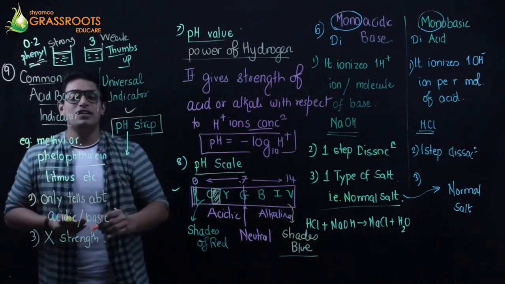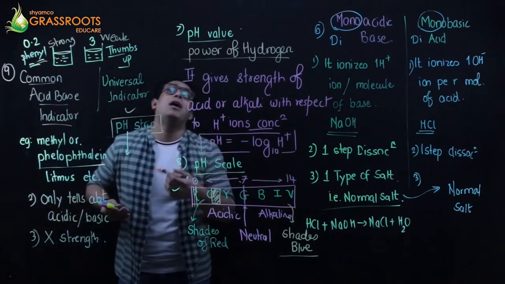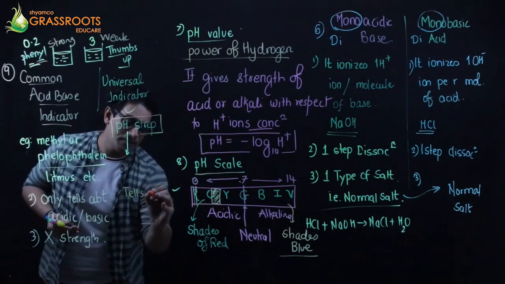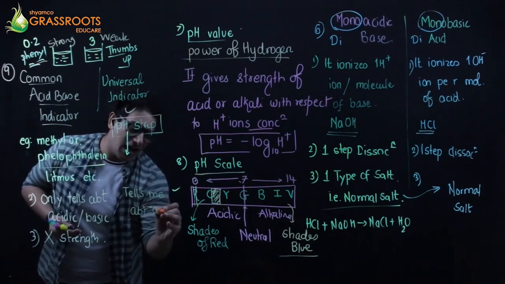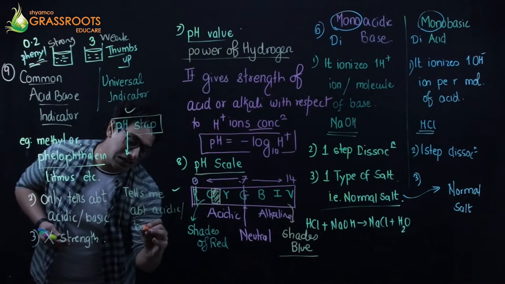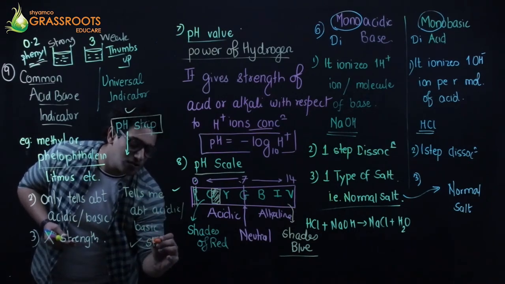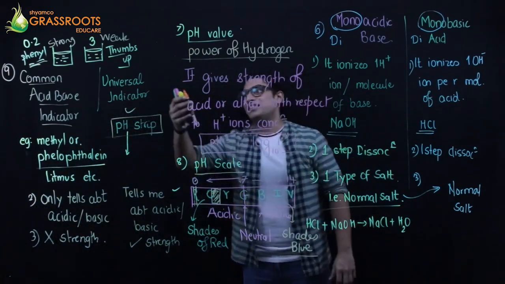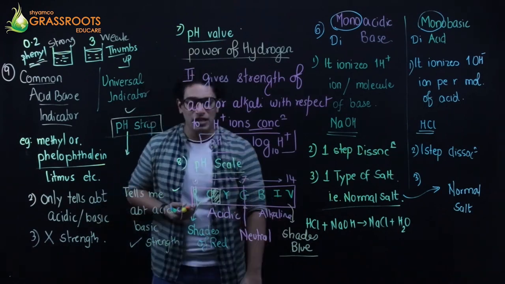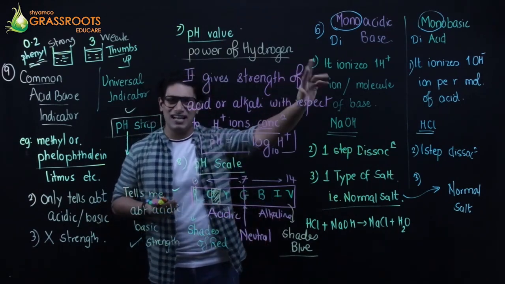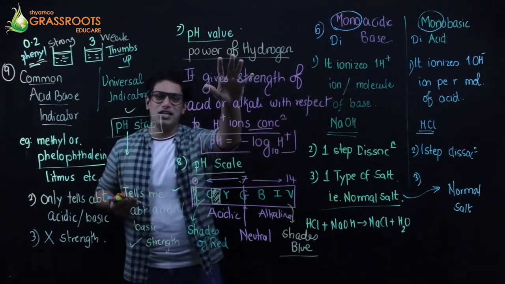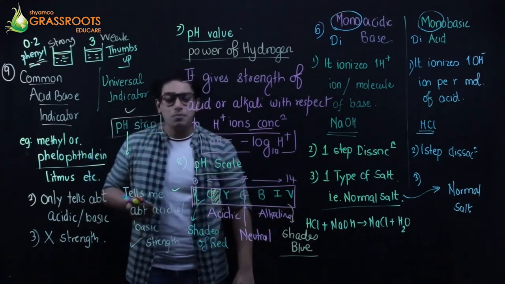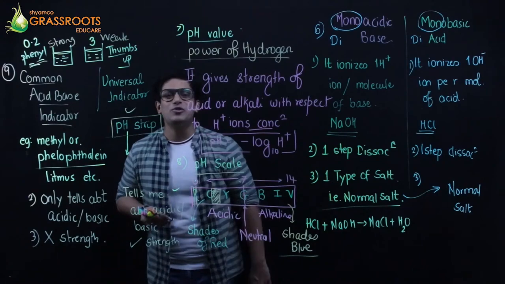On the contrary, if I'm talking about a universal indicator, it tells me about acidic or basic, and it also tells me about the strength. कि भाई कितना एसिडिक है और कितना बेसिक है. It tells me about both the things. So I think universal indicators are used nowadays. So we studied about the mono, di, tri-basic acid and tri-acidic base and all, the pH value, the pH paper, common acid base indicators, and universal indicators. My next part is going to be about the salts, and we'll go further down the line.